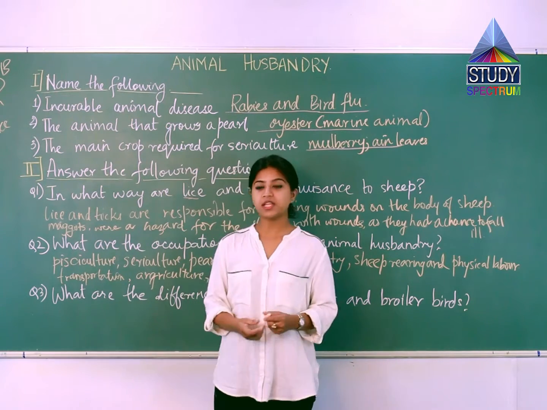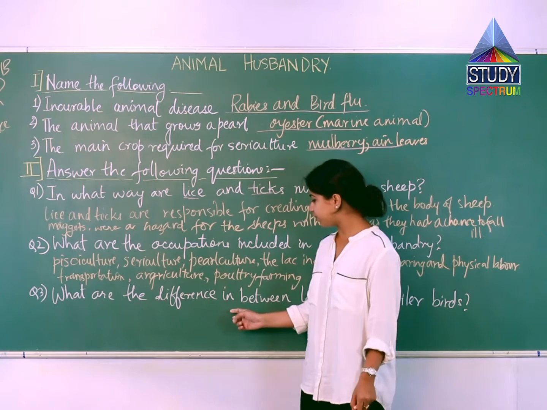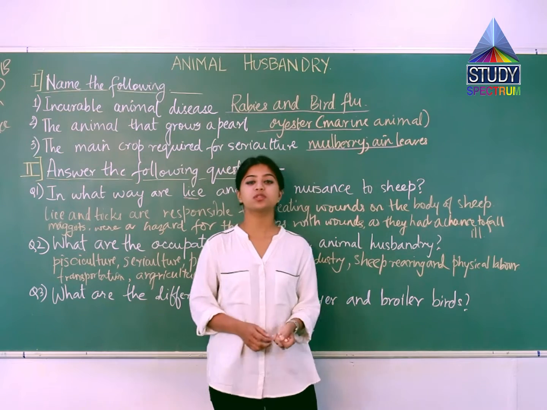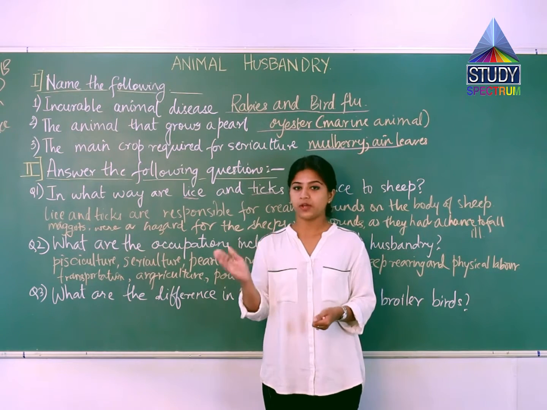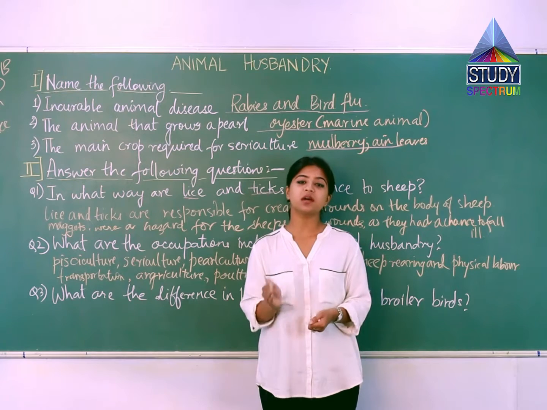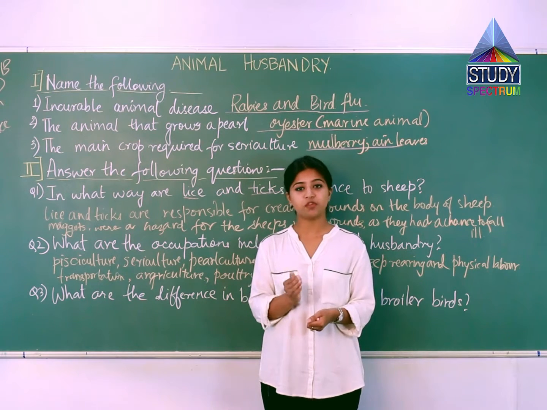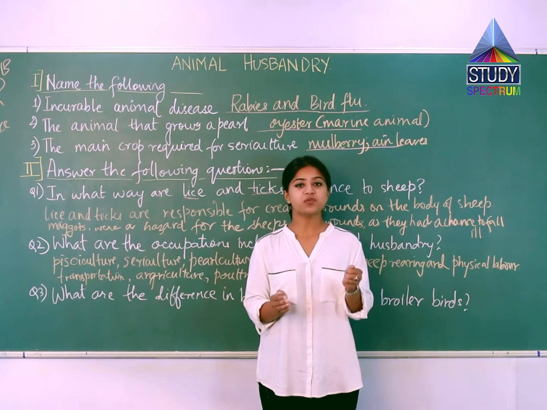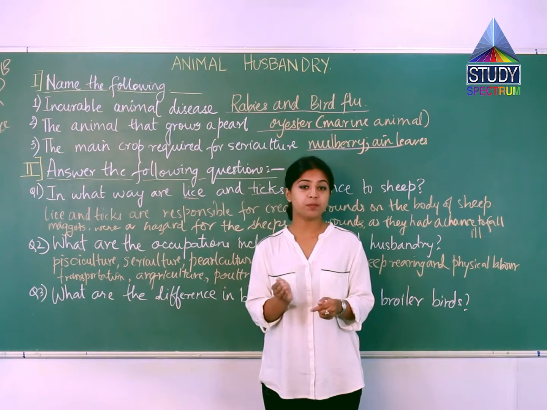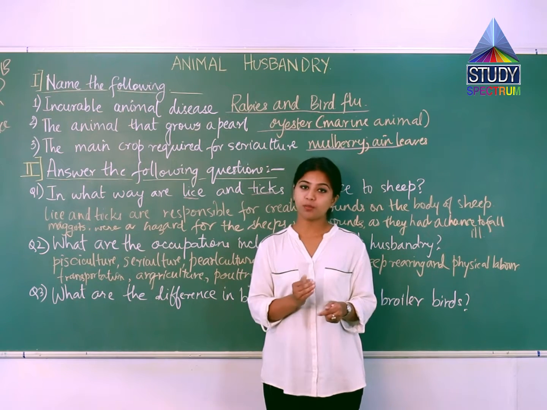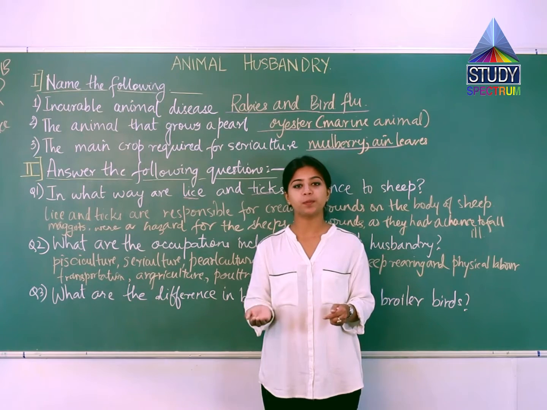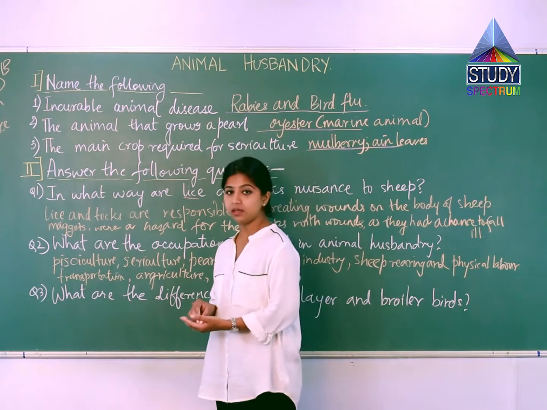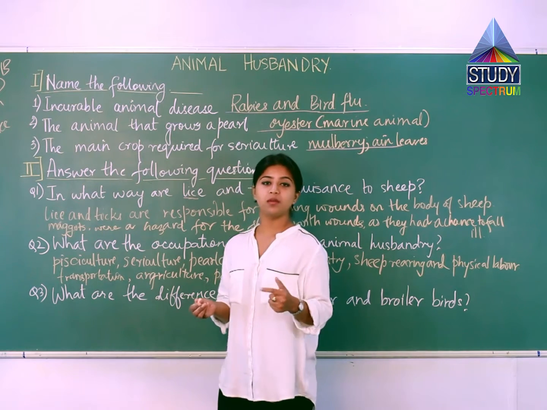So let's just move our attention to the last question, that is, what are the differences between the layers and the broiler birds? So in the chapter we went to the section of poultry farming. Over there we learned that there were 2 types of birds and these were classified under the needs that we had from them. So the layers would be the birds that would be useful for the purpose of laying eggs, while the broilers were the birds that were useful for the purpose of obtaining meat from them. So that's the only difference in the birds like layers and broiler birds.